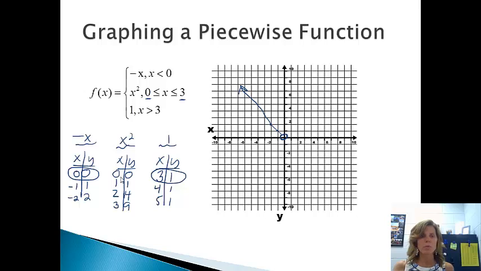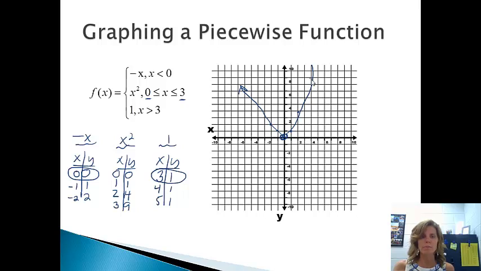Okay, the next one, 0, 0. Notice now I'm going to actually get to fill in that circle. Okay, so 0, 0. We've got 1, 1. We've got 2, 4. And then we've got 3, 9. All right, and we do want to make sure that we make that look like a curved parabola. So hopefully we can tell it does.